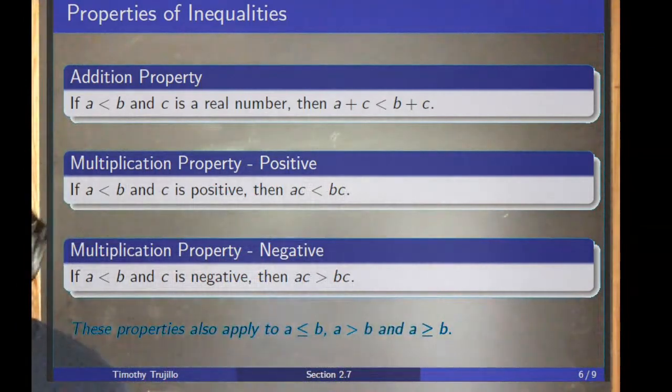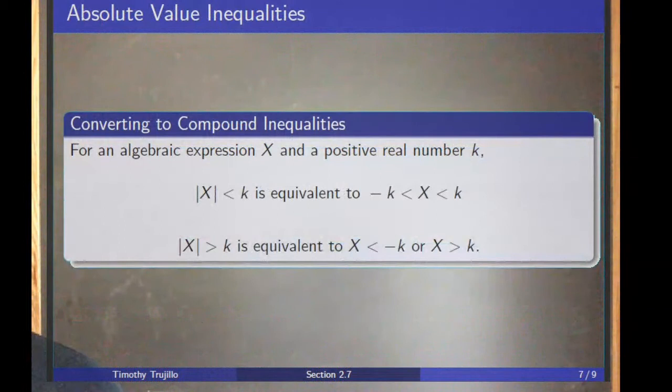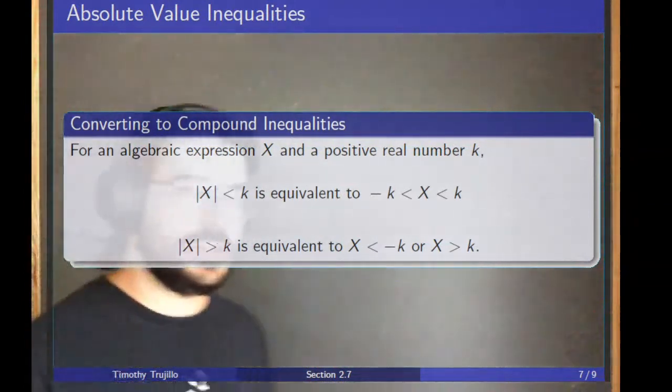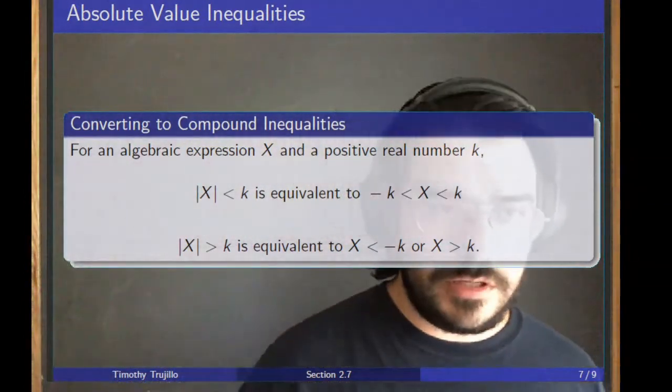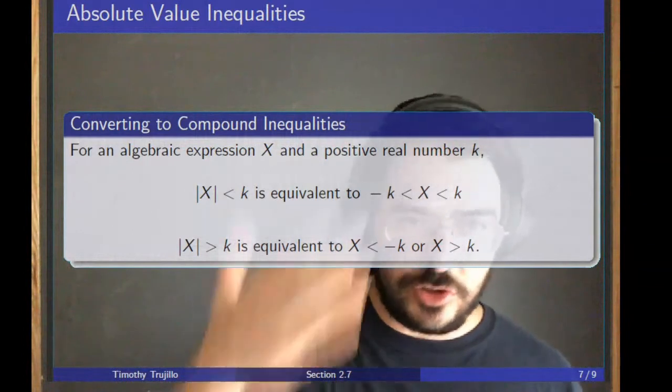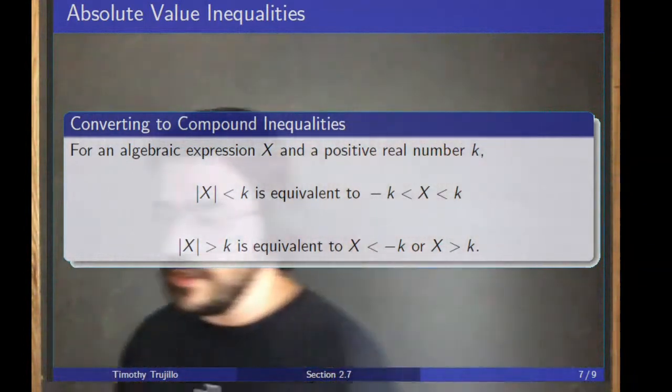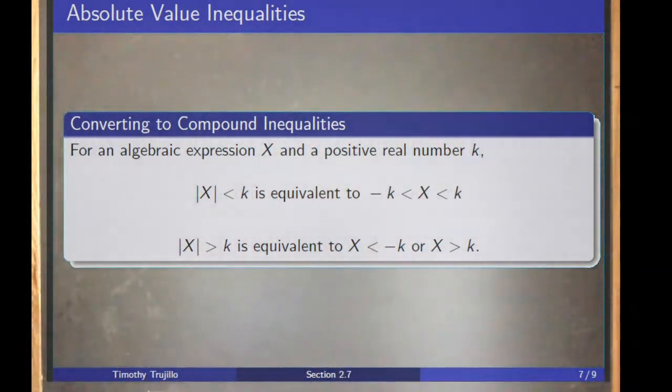Okay, so before I get into the examples like we see in Edfinity, I want to talk about one last thing, how we deal with absolute values. Okay, and they're going to turn us into what are called compound inequalities, and this is why we needed to use that sort of union symbol when we were talking about intervals.